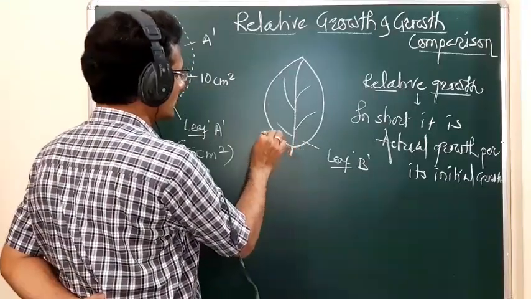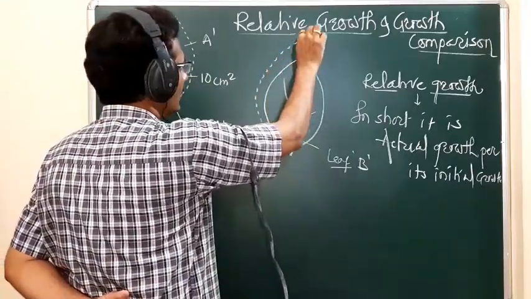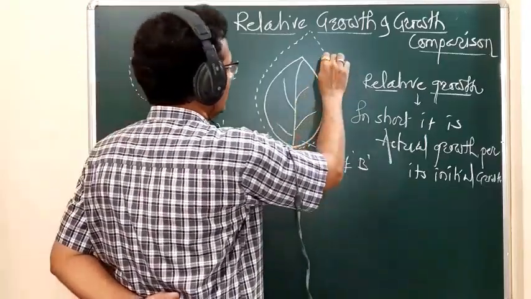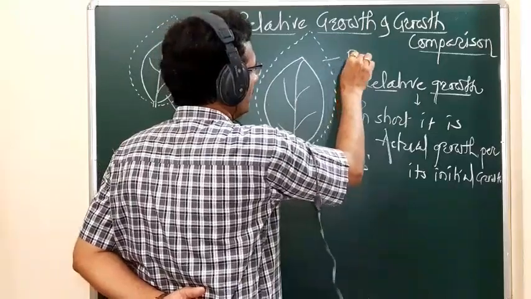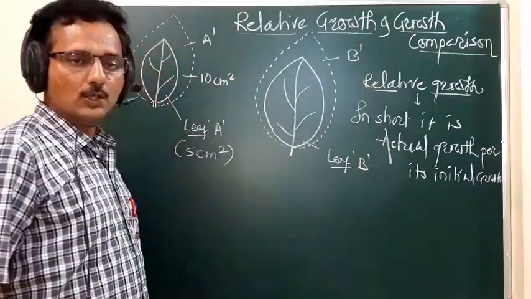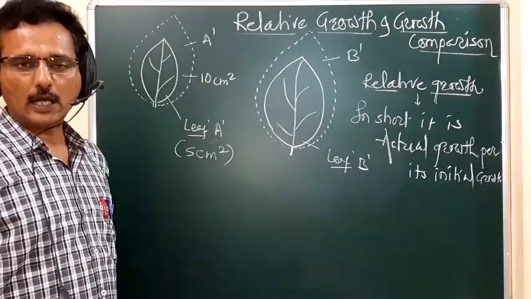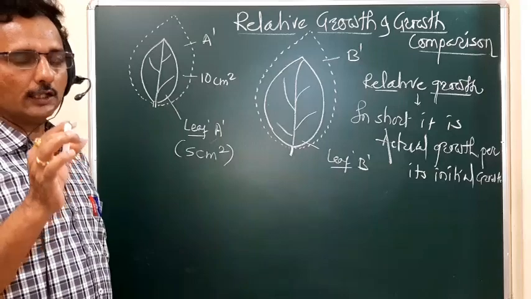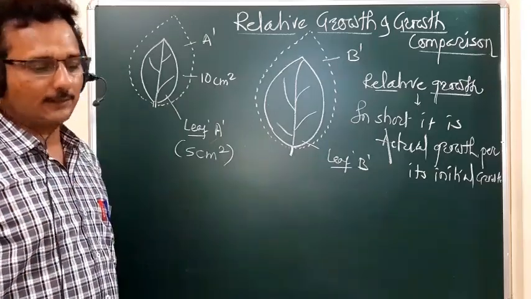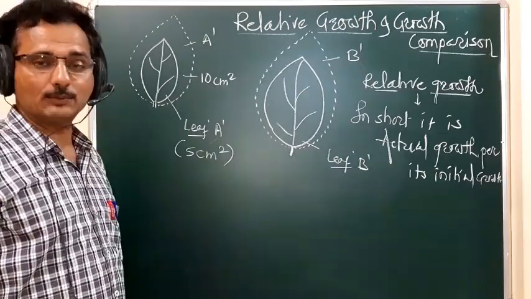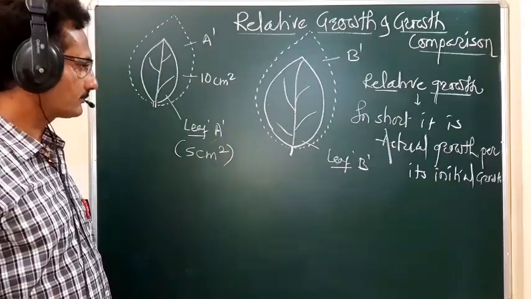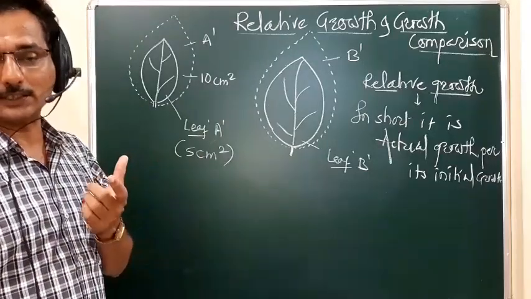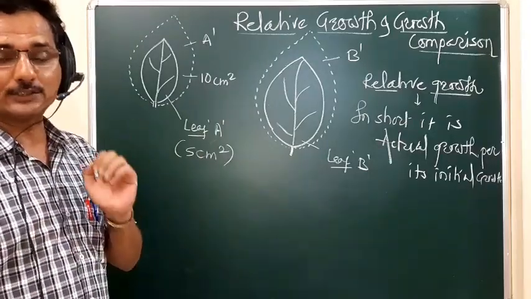Okay, it also shows the final growth, and they form the second system, and that system is leaf B dash. So both systems, at the same time interval, show the same type of growth. They show the same type of growth in the sense that they show an increase of 5 cm² as compared to their initial growth.